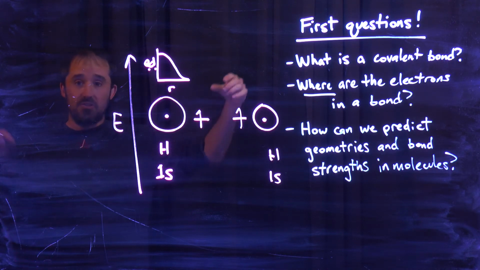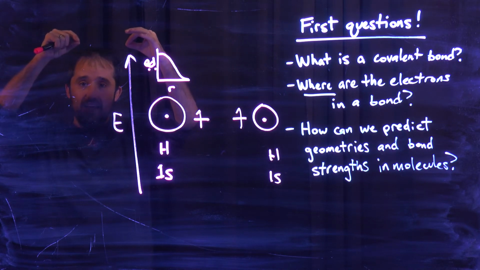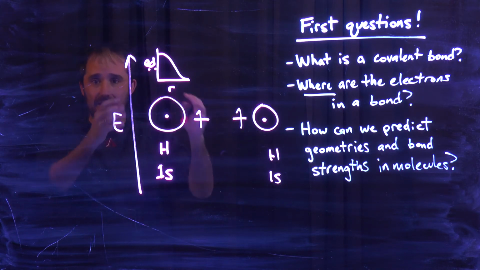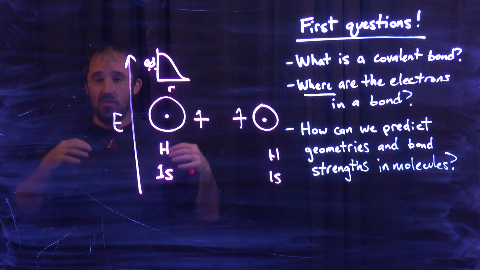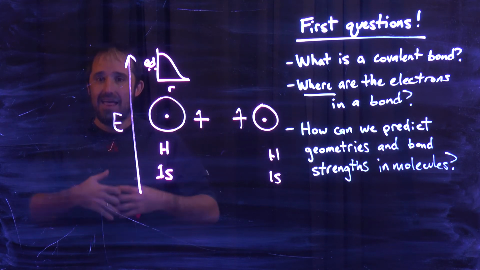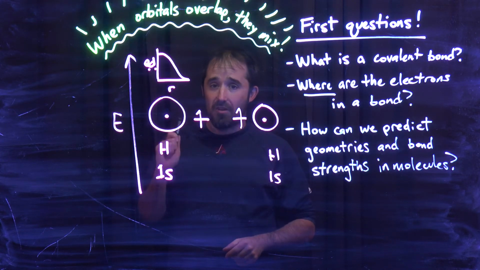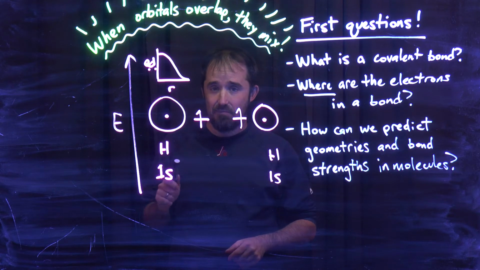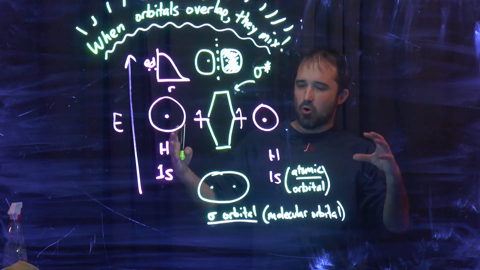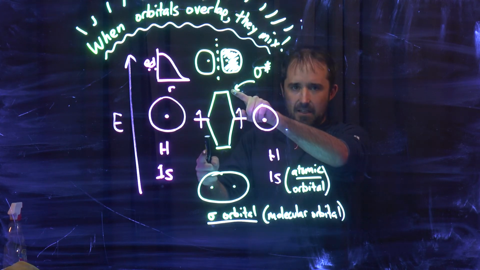What happens when 2 hydrogen atoms get close together? When they get close together, the orbitals, which is what these smeared out electrons are, overlap. When orbitals overlap, they mix. Once more, when orbitals overlap, they mix. And what does that mixing mean? When we take 2 atomic orbitals and mix them together, we get 2 molecular orbitals.